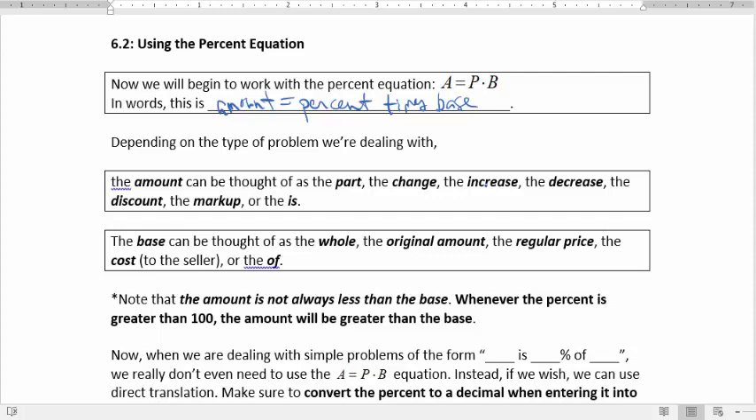So the amount might be a part of the whole. It might be the change. It might be an increase or a decrease. It might be a discount. It might be a markup, or it might just simply be the "is" part of a problem.